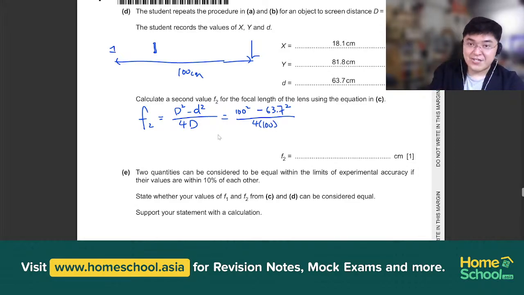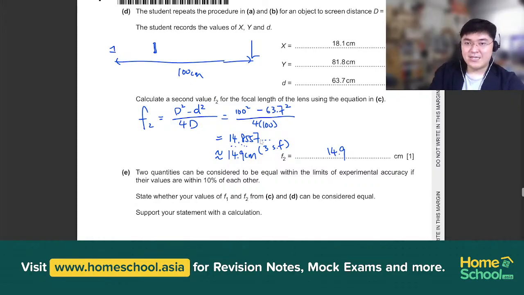Now let's do the calculations. Push this in the calculator, and we should get 14 point yada yada. Of course, let's push this into three significant figures. 8 is the third significant figure, and 5 is the fourth one. 5 is equal to 5, so we round upwards. We get 14.9 centimeters as our answer in three significant figures. You get this, you get your 1 mark.